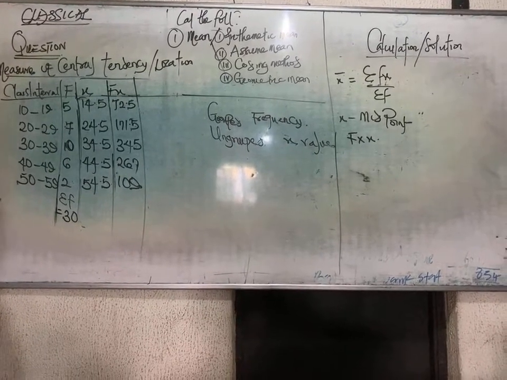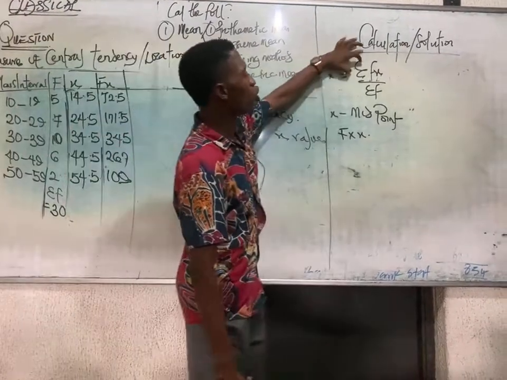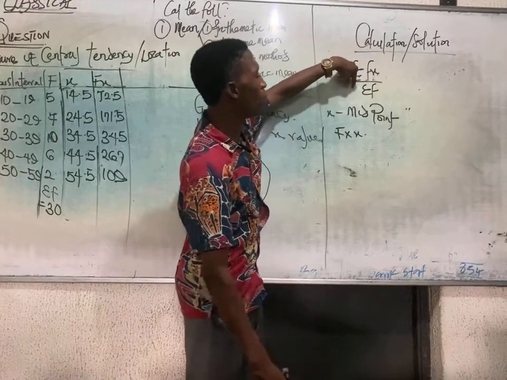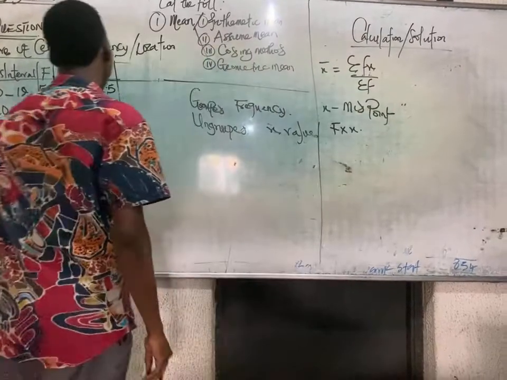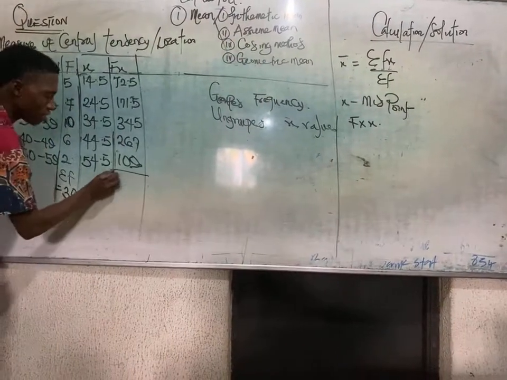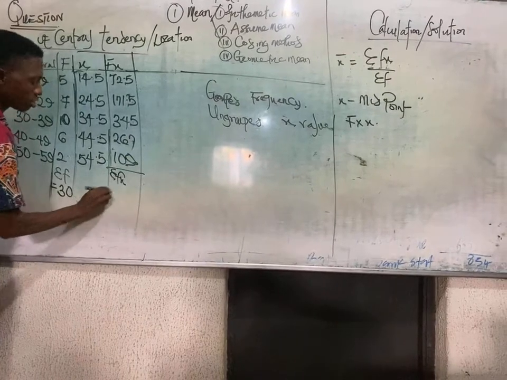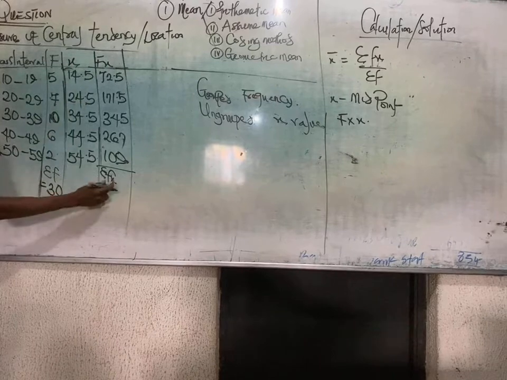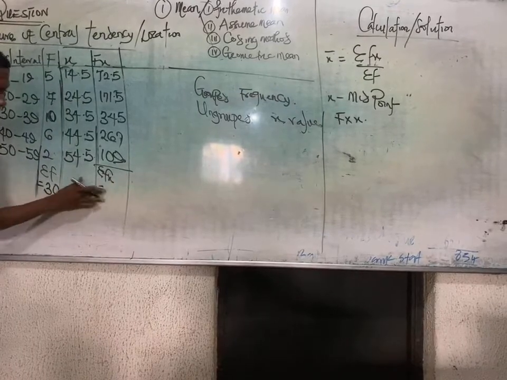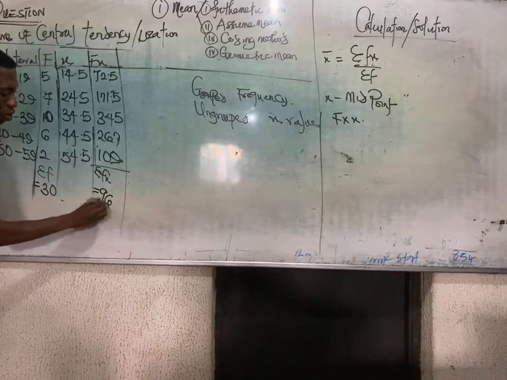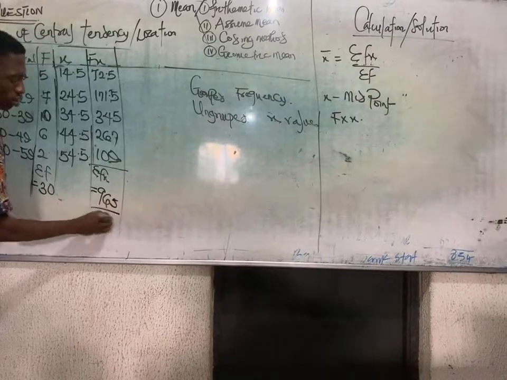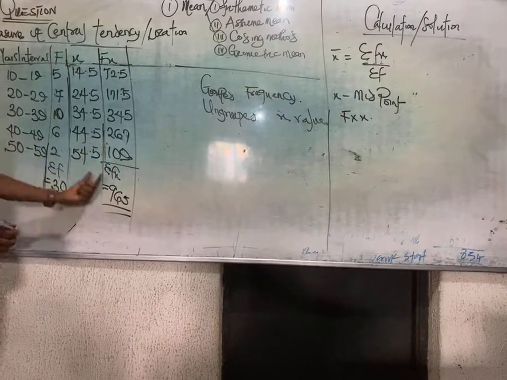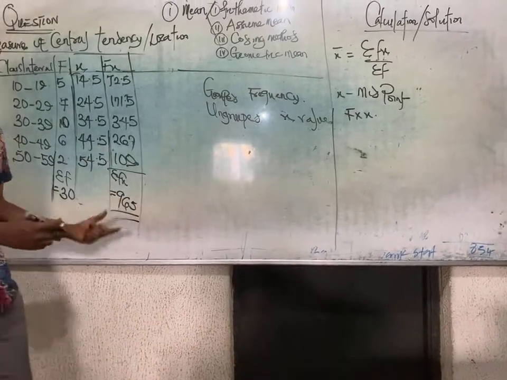Now, the next thing is the summation of fx and the summation of f. Now, let's do that. Summation of f is 30. Summation of fx is 965. That is the addition of everything, which gave us 965. So we can now solve.